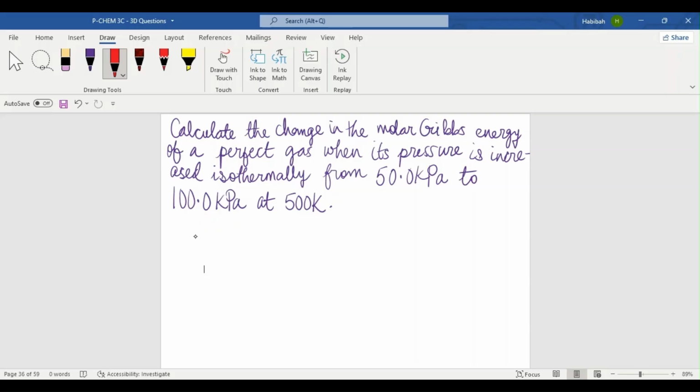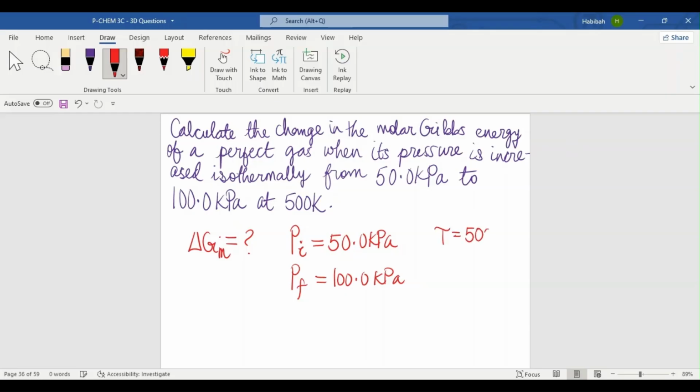We're told to calculate the change in molar Gibbs energy. So what this is telling us to do is determine the change in molar Gibbs energy. So that's what we're going to be solving for, and of a perfect gas. So this is a perfect gas question when its pressure is increased isothermally. So that means we have an initial pressure and a final pressure because of the pressure increase, from 50.0 kilopascal to the final pressure, which is 100.0 kilopascal at 500 Kelvin. So the temperature is 500 Kelvin.